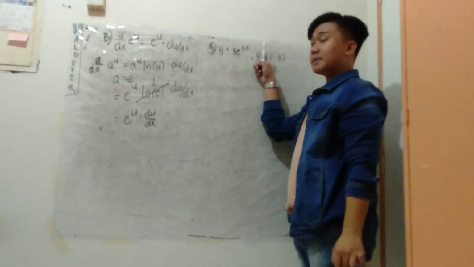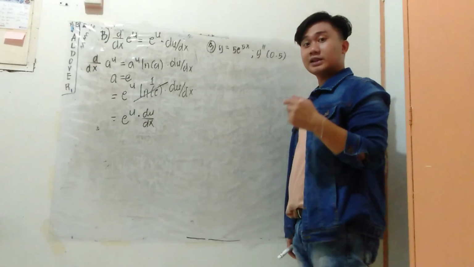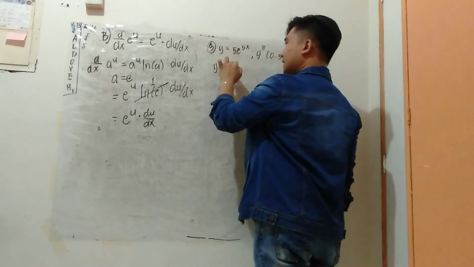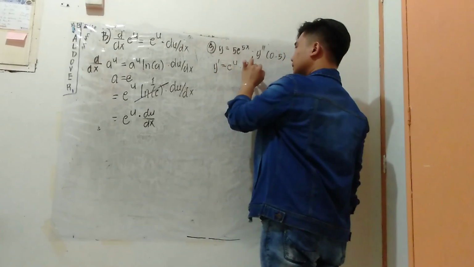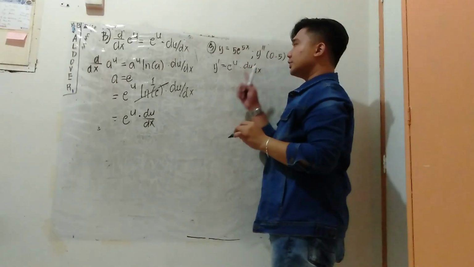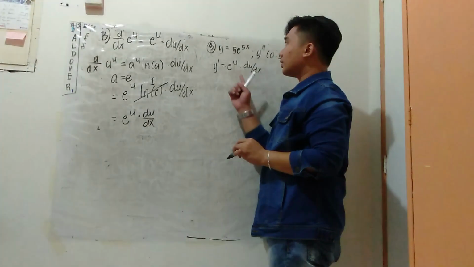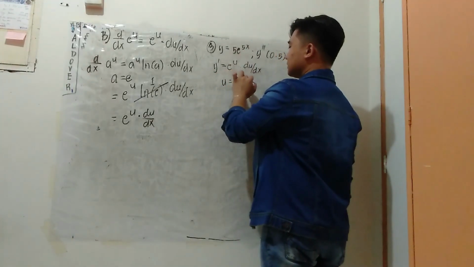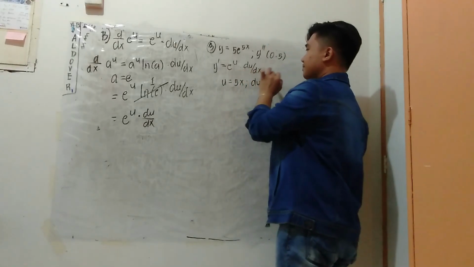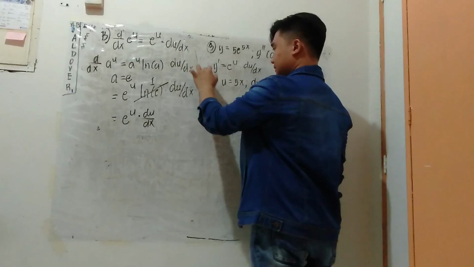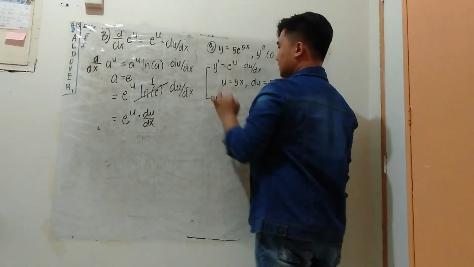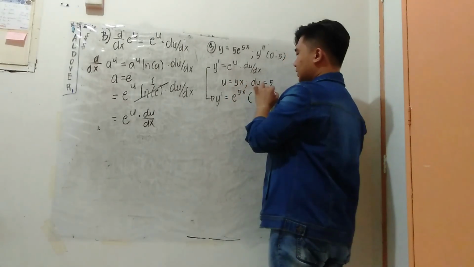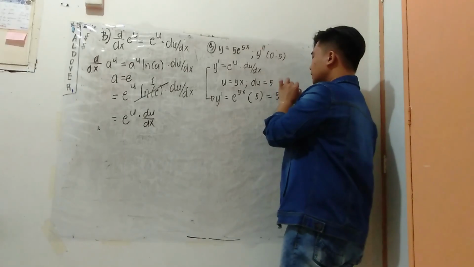Okay, so y double prime, ibig sabihin, pangalawang derivative na yung kailangan kong makuha. So, y prime is equals to e raised to u times du dx. Pero wala pa akong u, wala pa akong du dx. Alin nga yung u ko? Yung function ko. So, u is 5x, du is 5. Okay? So, kukuhain ko si y prime, that's e raised to 5x times 5, or simply 5e raised to 5x.